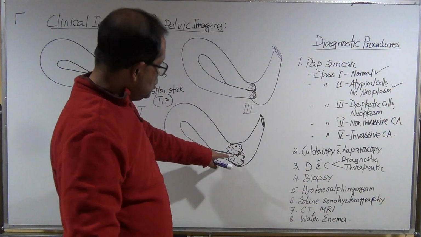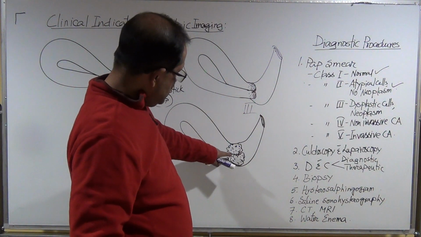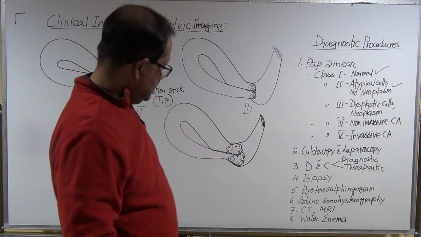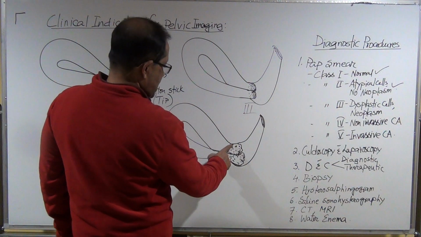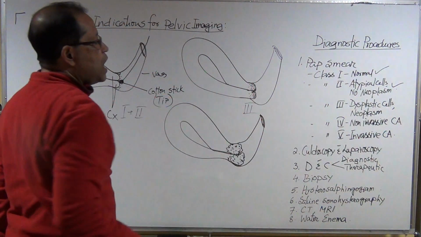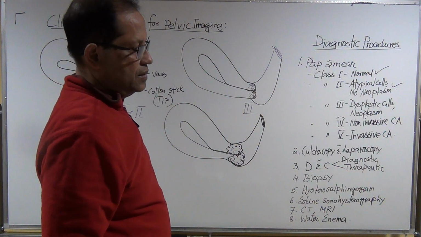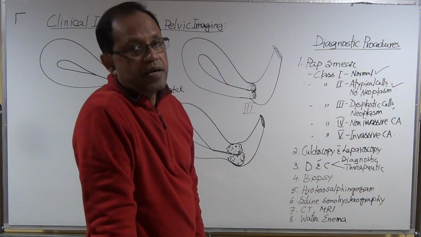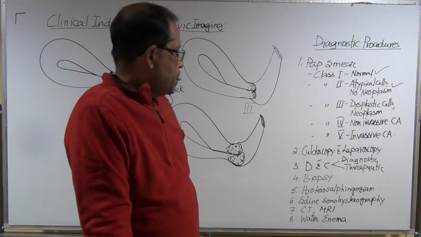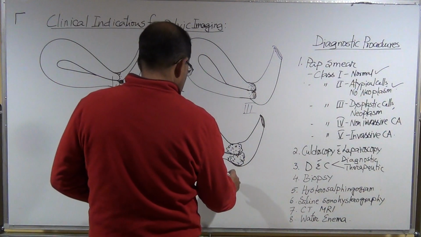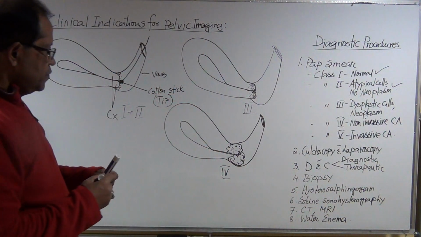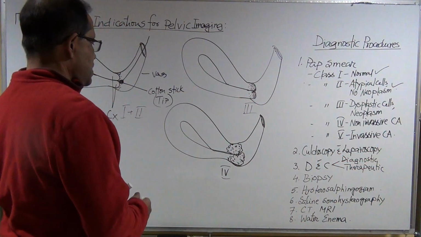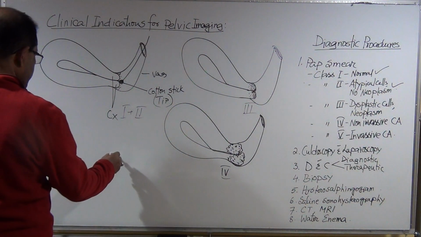It invades into the 3 layers. There's a mucous layer and the muscular layer, and it reaches up to the perimetrium, but it did not go out of that. This type of case usually needs an MRI or CT scan. MRI is better. Okay, so this is stage 4. And stage 5 is invasive carcinoma.